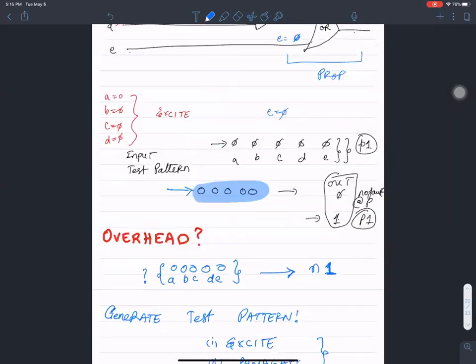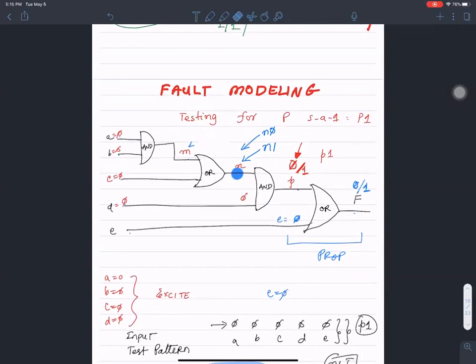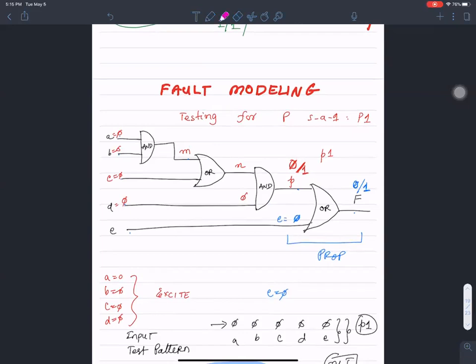Let me go back to the circuit again. The idea is that at each particular node, you test if that node is stuck at 0, and you test if that node is stuck at 1. Then you have completely tested this node. Then you go about testing M0, M1, P0, P1, so on and so forth. You test for the presence of stuck-at faults on each of these nodes. And when you completely test for all the nodes, then you have fully tested this circuit. Does that make sense? Yes, it does, Dr. Madhuri.